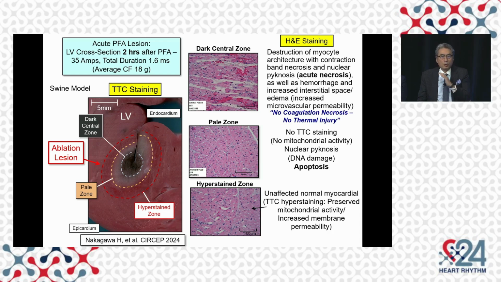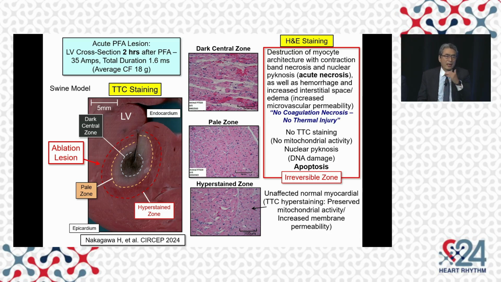The pale zone means no TTC staining, indicating mitochondrial activity is gone, and the histology shows pyknotic nuclei consistent with DNA and mitochondrial damage, indicating the apoptotic zone. So those two zones are irreversible lesion formation. But the unique thing is the hyperstain zone. Histologically it is unaffected, normal myocardium, but the hyperstain with TTC means the mitochondria are active.